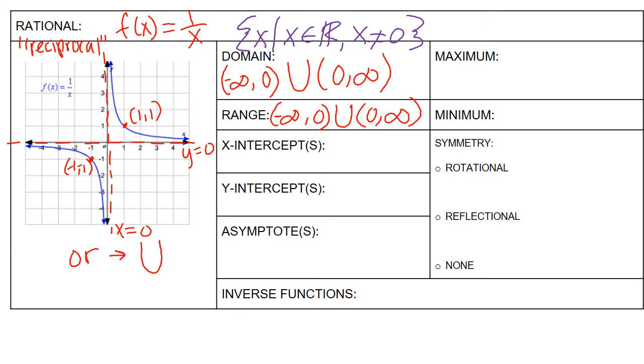And in the case of y, instead of x, it would be a y. Okay? Our x-intercept and y-intercept do not exist because of the asymptotes. And our asymptotes are at y equals 0 and x equals 0. Y equals 0 is our horizontal asymptote, and x equals 0 is our vertical asymptote. Okay? There's no maximum, no minimum.